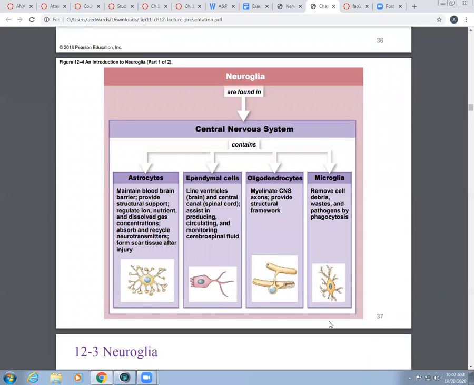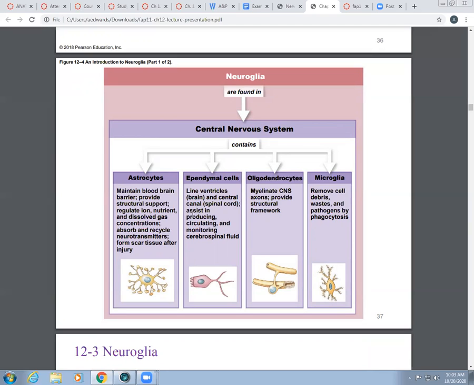All right, so here's what the astrocytes look like. So they look kind of like stars, okay? If you're kind of creative. And they're involved in maintaining the blood-brain barrier, okay, regulating ion, nutrient, and gas concentrations, forming scar tissue after injury, absorbing and recycling neurotransmitters.